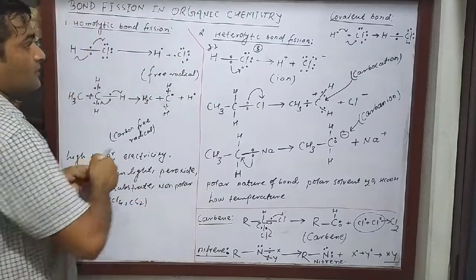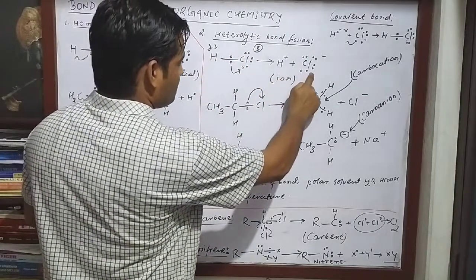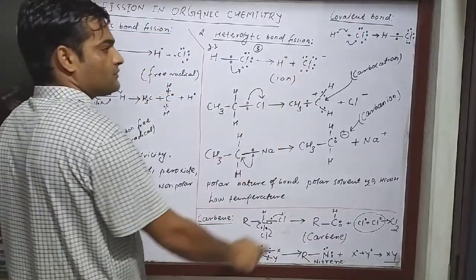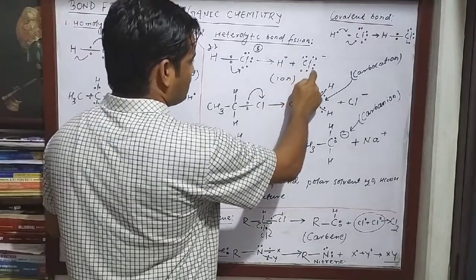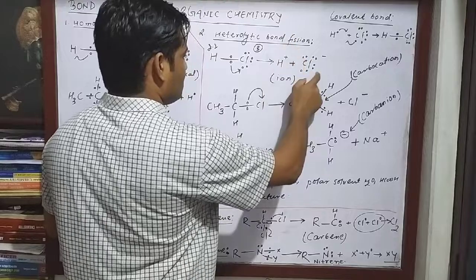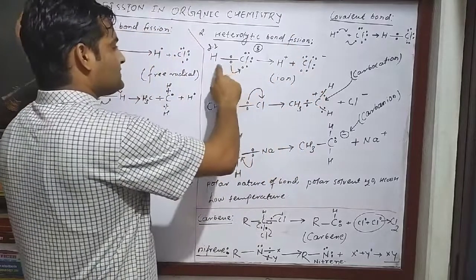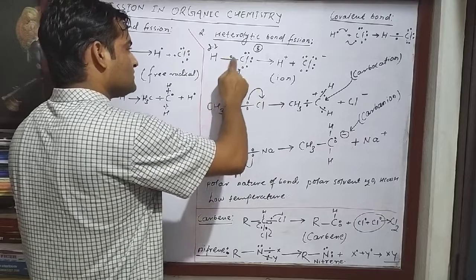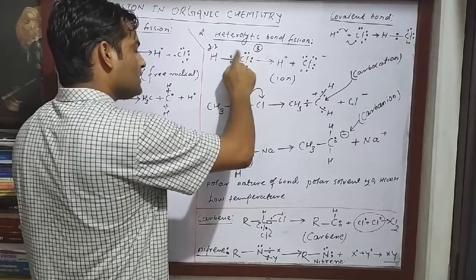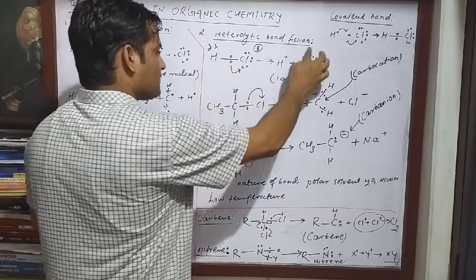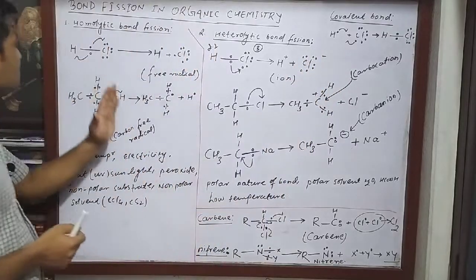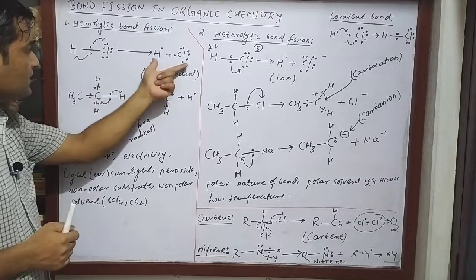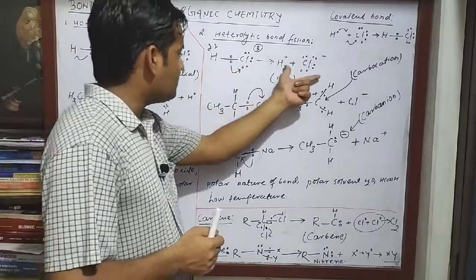In heterolytic bond fission there is formation of ions, and the ion always contains an even number of electrons in its valence shell. Here there are 1, 2, 3, 4, 5, 6, 7, 8 electrons, because in the HCl molecule chlorine has 3 lone pairs of electrons, and the bonding pair is also shifted towards chlorine, making a total of 4 pairs. Therefore there are 8 electrons. Okay, this is homolytic and heterolytic. Homolytic bond fission gives free radicals, heterolytic gives ions.